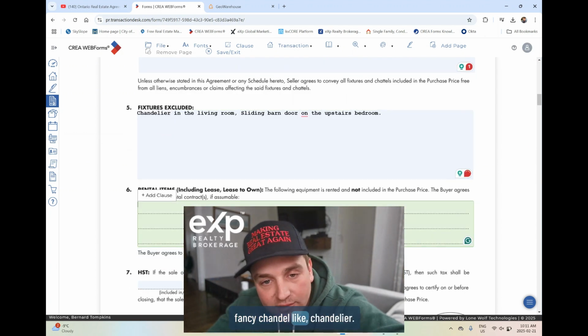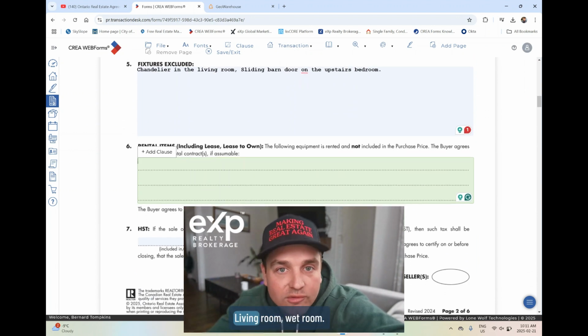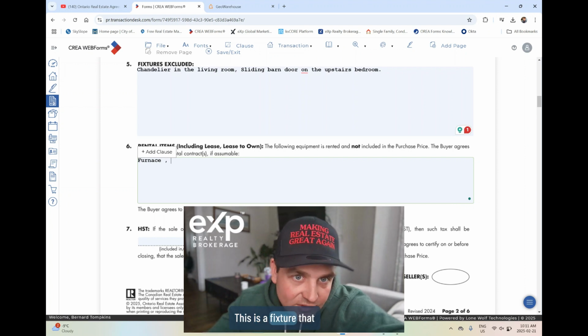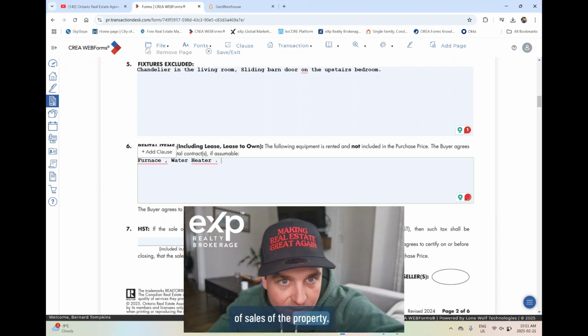Fancy chandelier, this looks like this, silver, and so on, living room, what room. This is a fixture that was excluded from the purchase and sale of the property.